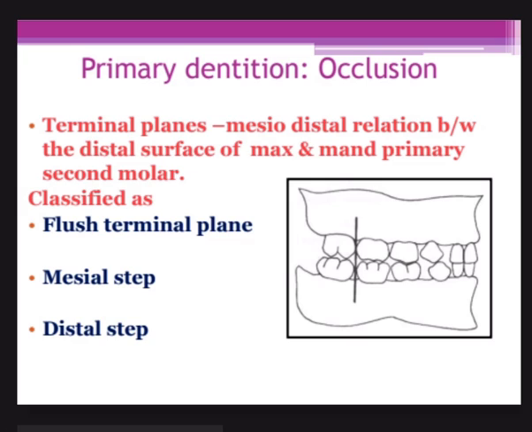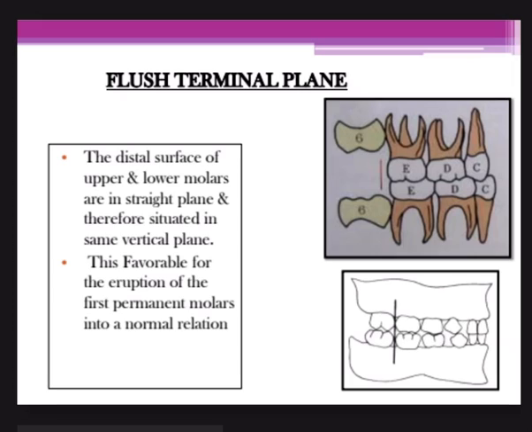Okay, so we have three classifications again. We have the flush terminal plane relationship, a mesial step as well as a distal step. So guys, just pay attention right now, because this is very important. If you concentrate now, it will be easier for you to understand. Because this is definitely going to be asked when you come to your level 9 and all. We have case history, and this will definitely be discussed. It will be very useful for you in your future. Okay, if you concentrate now.